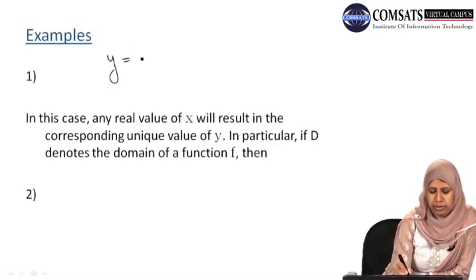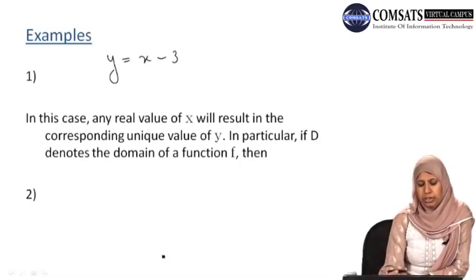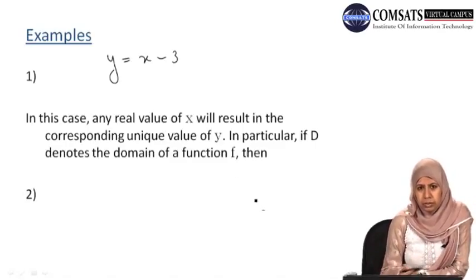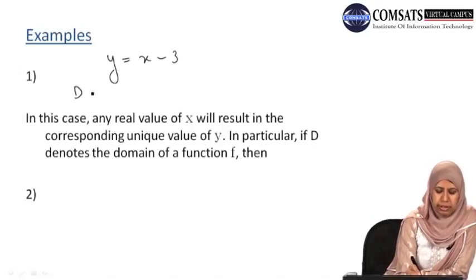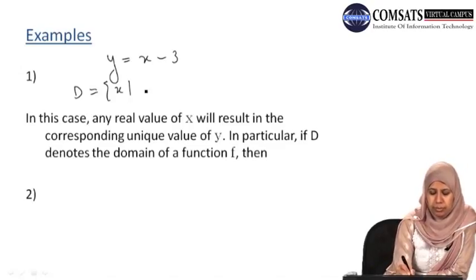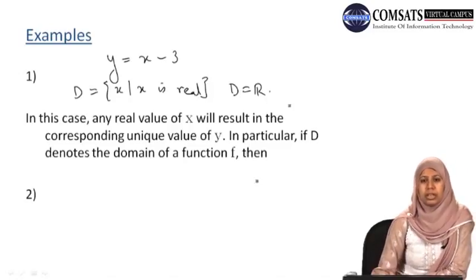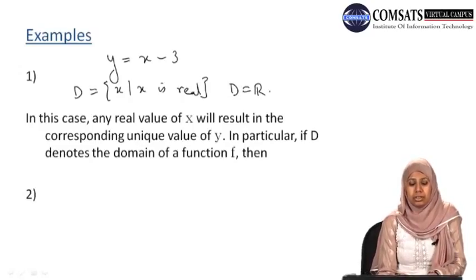Okay, let's consider one more example. y = x - 3. This is a linear equation in x and y, and here if we take any value of x from the set of reals, the value of y will again be a real number. So in this case, we will have our domain as again the set of reals, that is, {x | x is real}, or our domain is the whole real line. Because, as in the previous example, there is no value of x which gives us some value of y which is not a real number.